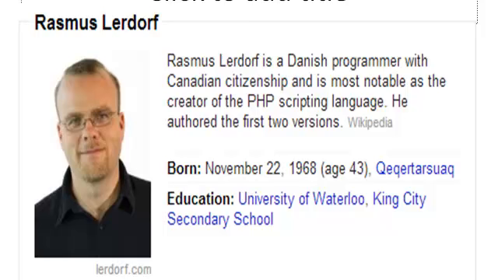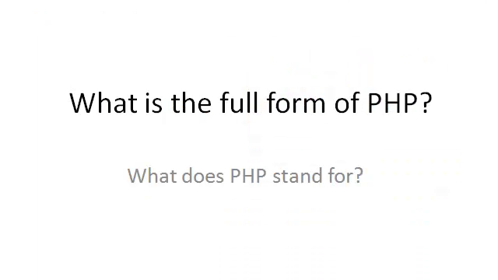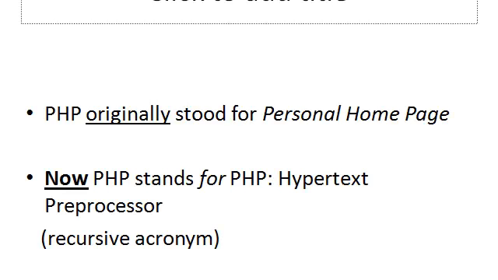So if anyone asks next time what is the full form of PHP or what does it stand for, you can give a deeper meaning saying that PHP originally stood for Personal Home Page. And your obvious answer as of now is PHP Hypertext Preprocessor. It's a recursive acronym. The first letter stands for itself. So hope that is clear.